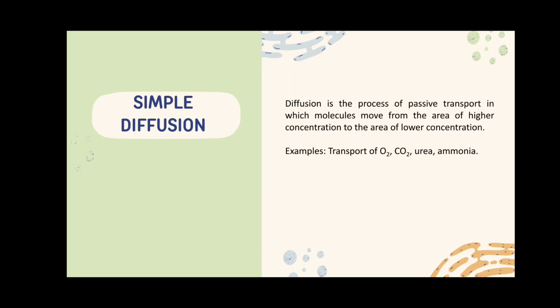So सबसे पहला जो है that is simple diffusion. So diffusion is a process of passive transport in which molecules move from the area of higher concentration to the area of lower concentration. So simple diffusion is the simplest mode of transport, in which energy is not used definitely, and the movement of the molecules is from higher concentration to the lower concentration. In case of examples, basically जो gases का transport होता है, ऑक्सीजन, कार्बन डाइऑक्साइड, यूरिया और अमोनिया, वो इस मेथड के थ्रू होता है.